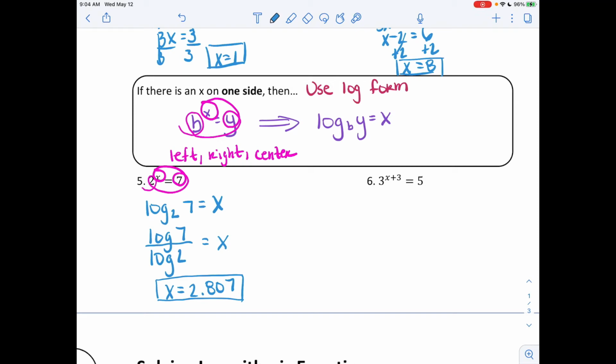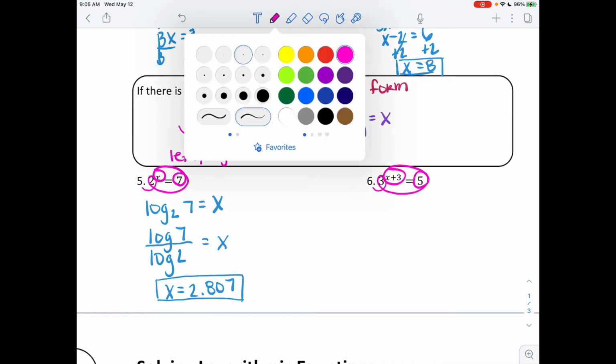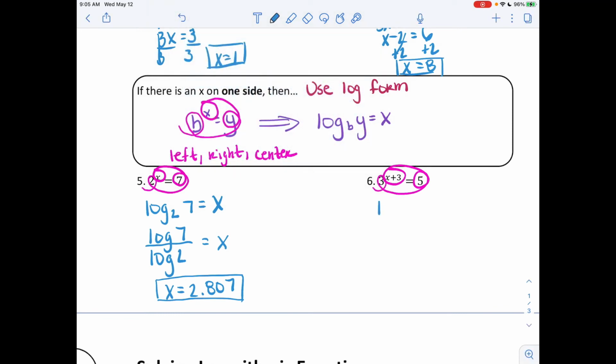All right, let's go ahead and try one more of this type. This one is 3 raised to the x plus 3 power equal to 5. Again, there's no base that I can write 3 and 5 in common. Those are both prime numbers. And I only have an x on one side, so I'm going to swirl left, right, center in order to rewrite in log form. Log base 3 of 5 is equal to x plus 3.